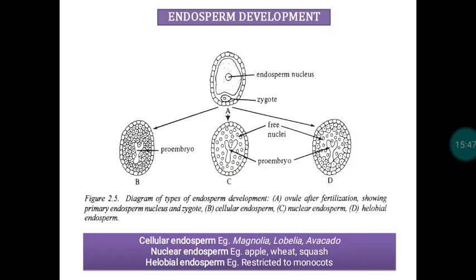So the next item is endosperm development. Endosperm development normally occurs in the case of monocot. The endosperm is non-living, triploid in nature, and it is a storage organ.